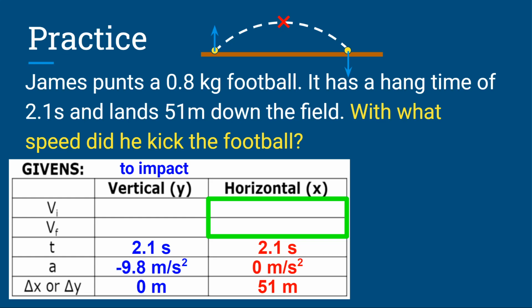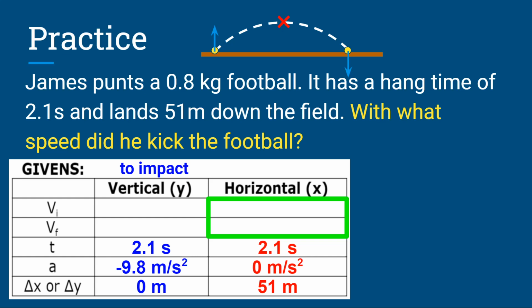Because if I want to answer this question, with what speed did he kick the football? I know he kicked it diagonally. I know he kicked it both up and forward. The question isn't asking with what horizontal speed, it's not asking with what vertical speed, it just wants to know the total speed. So I need to find both the horizontal and vertical initial velocities so that I can figure out what the resultant, what the total would be by vector addition.